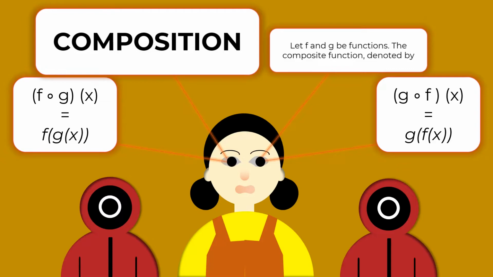Let f and g be functions. The composite function is defined by f composite g of x is equal to f of g of x, and g composite f of x is equal to g of f of x. In the composition of functions, we substitute an entire function into another function.